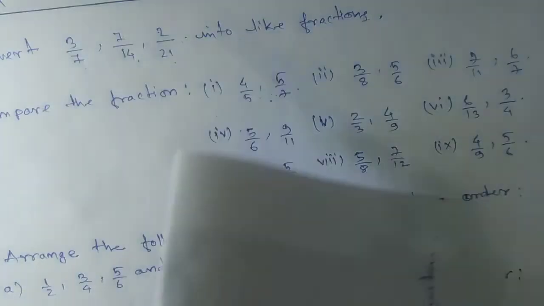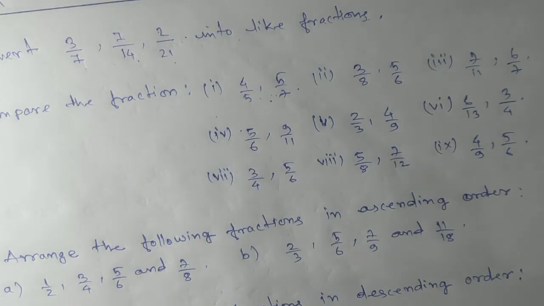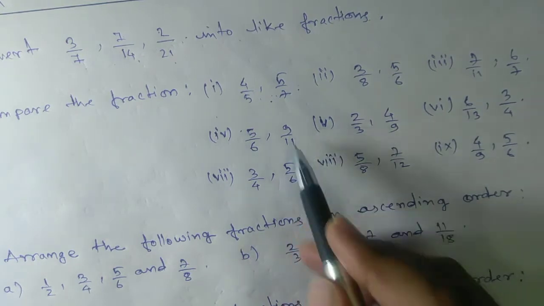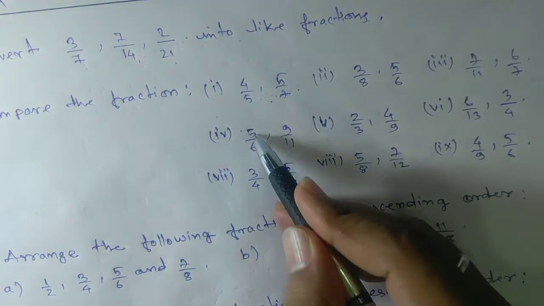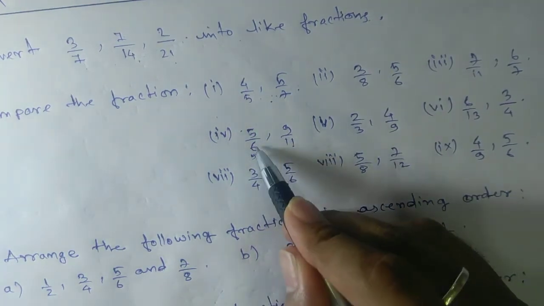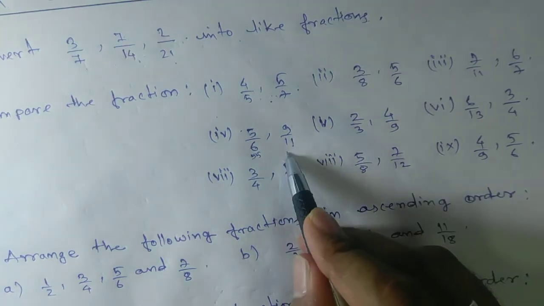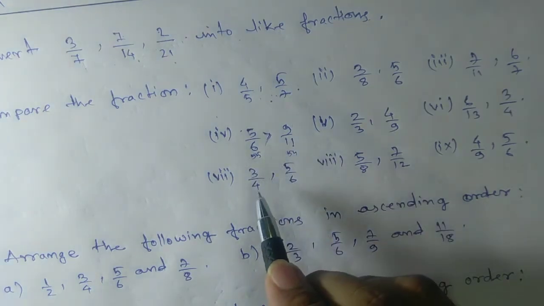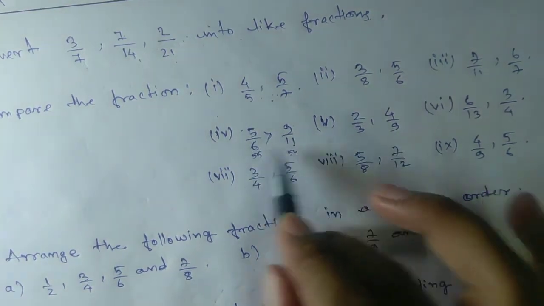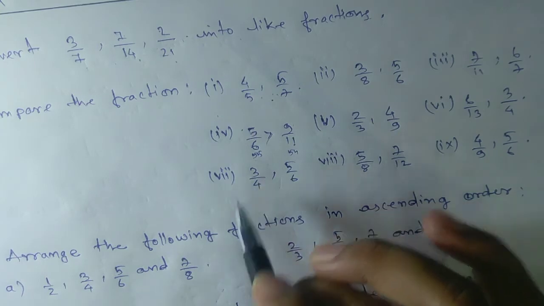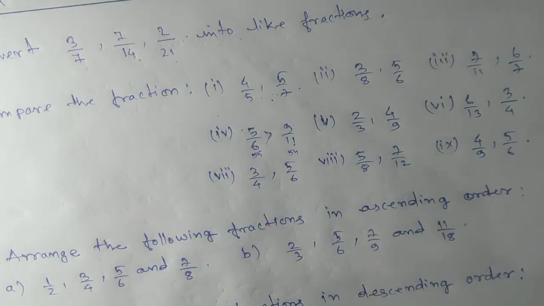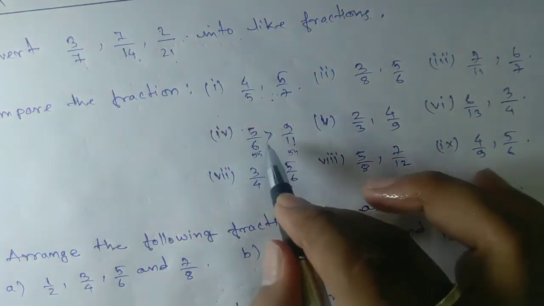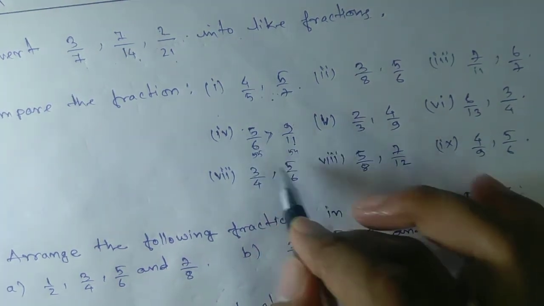Okay, we'll take another problem. So here we can compare using the shortcut method. 11 into 5, 55. 6 into 9, 54. Which is bigger? 55. That means this is bigger. You can compare using the shortcut method. But in the exam you need to show the steps, and if there is a fill in the blanks or any box, then you can use this shortcut trick.